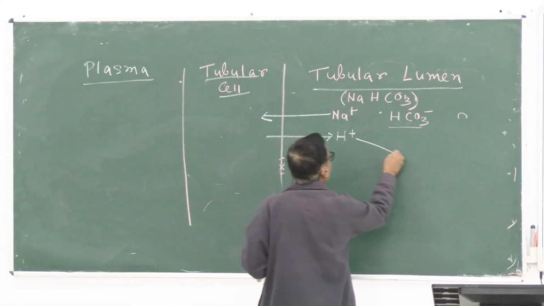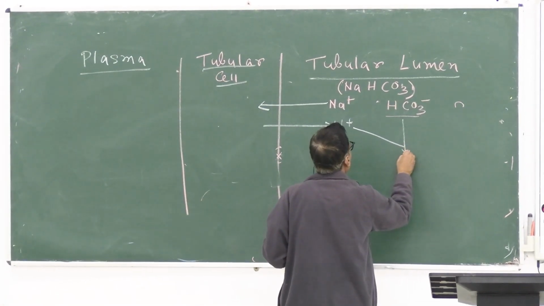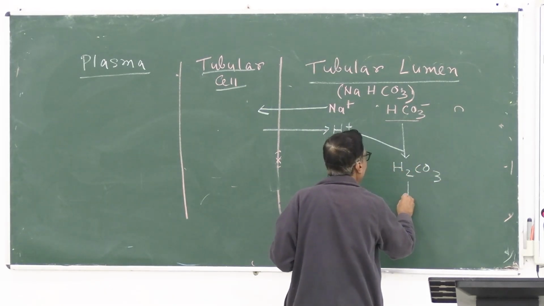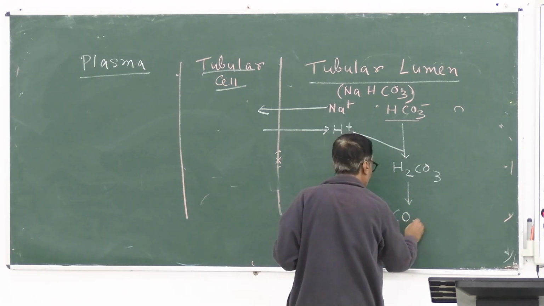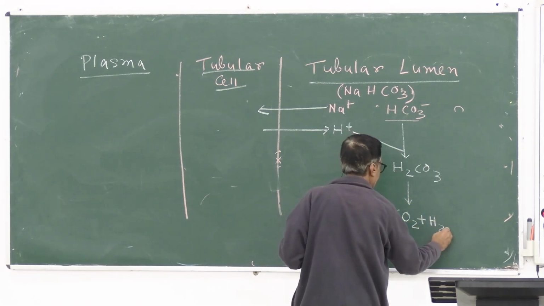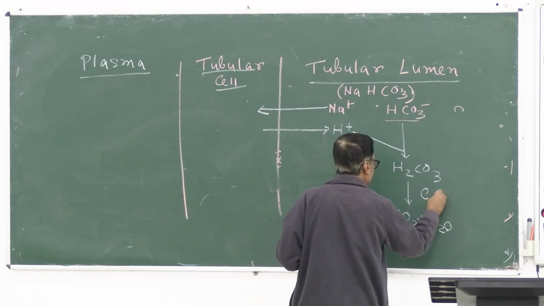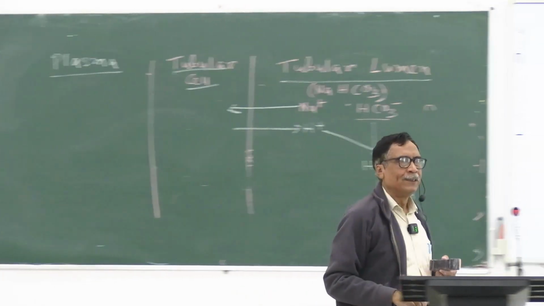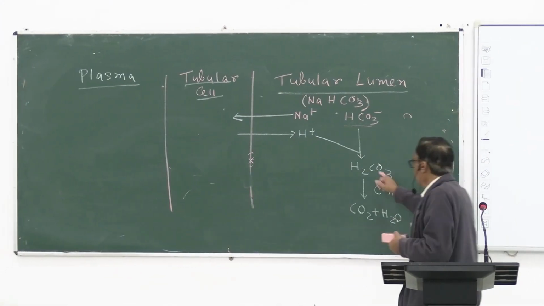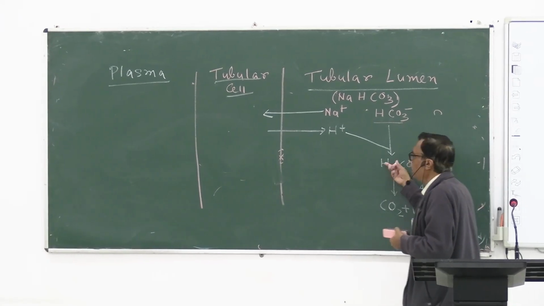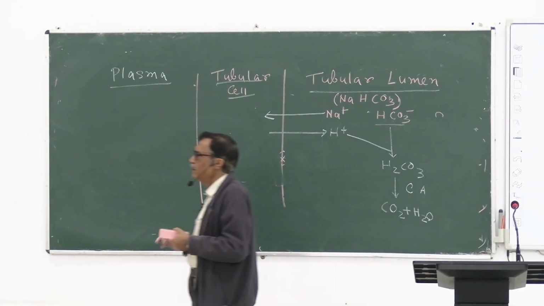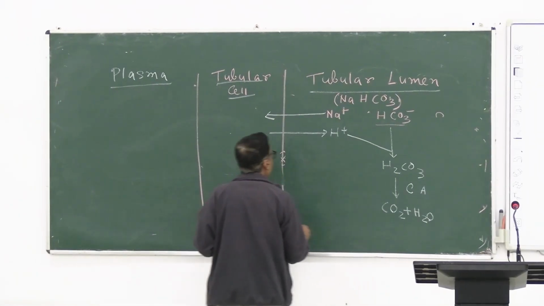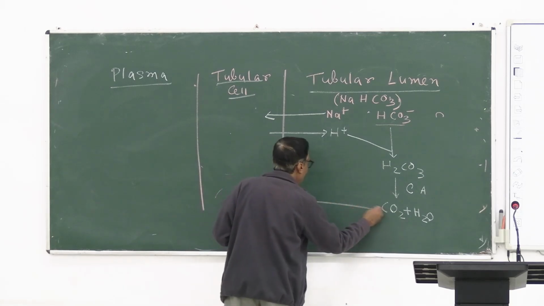And this one will act to form carbonic acid. Carbonic acid again dissociates to carbon dioxide and water by the enzyme carbonic anhydrase. The zinc containing enzyme carbonic anhydrase performs both reactions, the forward reaction and the backward reaction. These two reactions are performed by the enzyme carbonic anhydrase.